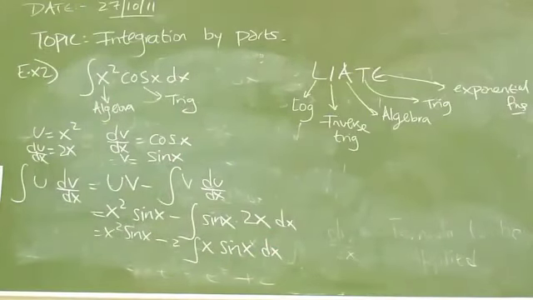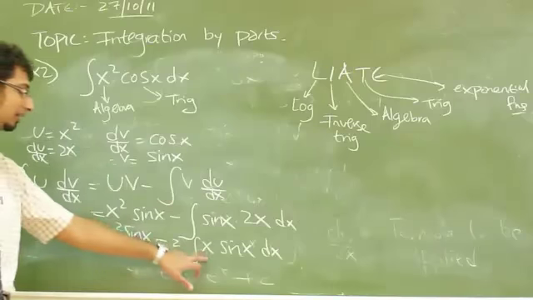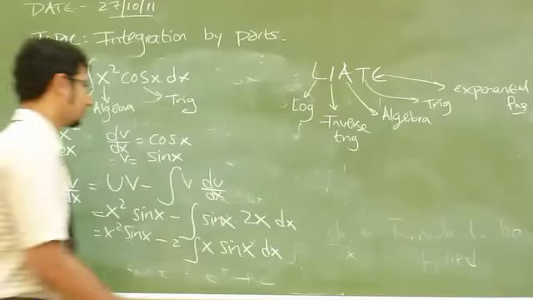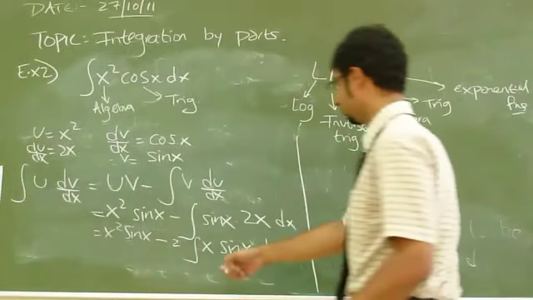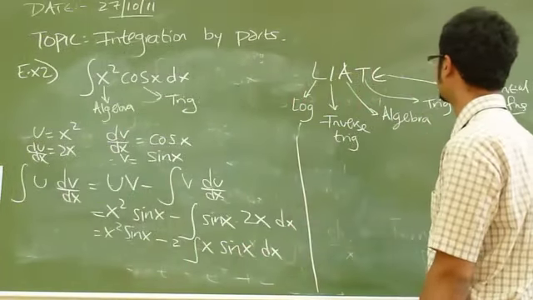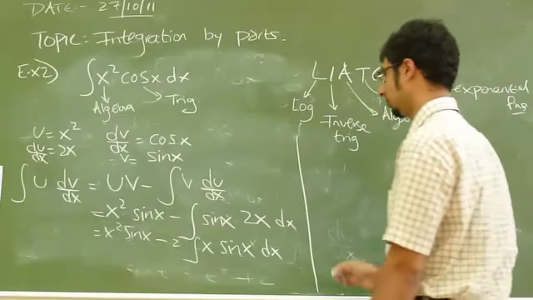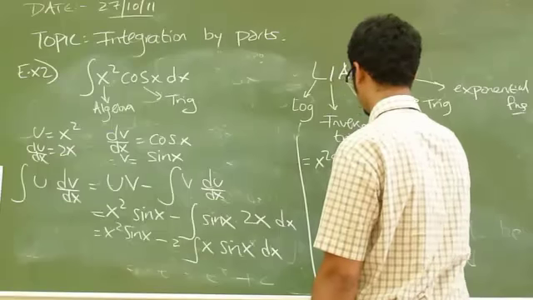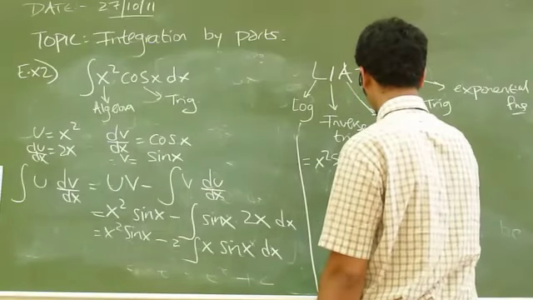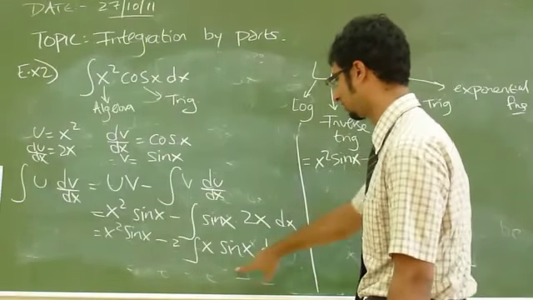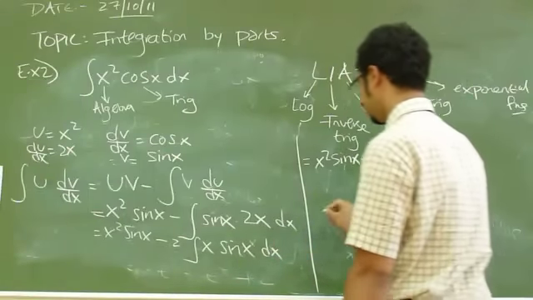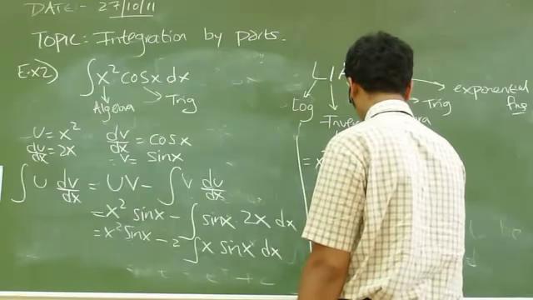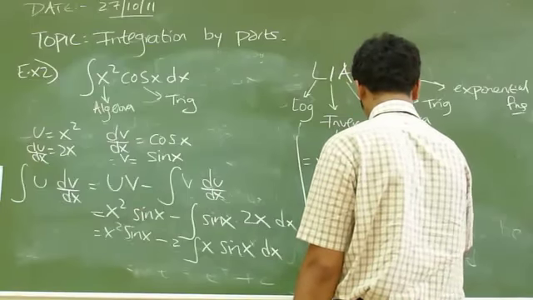So what happens here? It's not simplified yet. You still have a product of 2 functions, so we have to apply by parts again. Algebraic and trig function, algebraic comes first. Again, x squared sin x minus 2, and I'm going to apply by parts to that section now. So my u is x, and dv/dx is sin x.